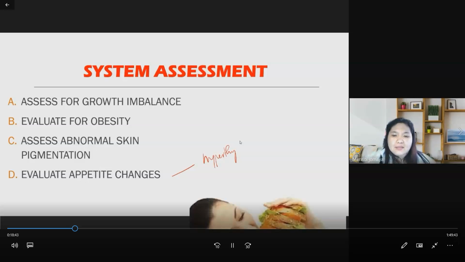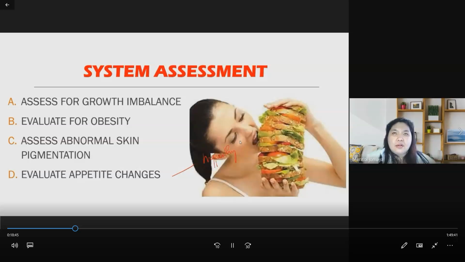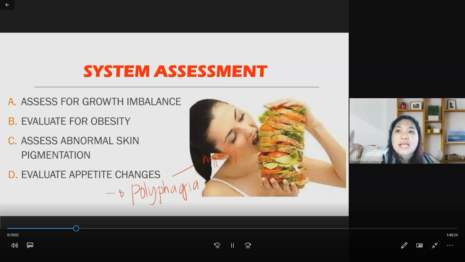Okay? Next. So, if I can remember it correctly, for diabetes, we call this appetite changes, polyphagia. Polyphagia is your excessive eating. This is like the body's response to compensate for the lack of glucose entering your cell. So for clients who have DM, this is a very common manifestation for them. Okay, so you're going to actually put that in your patient history.